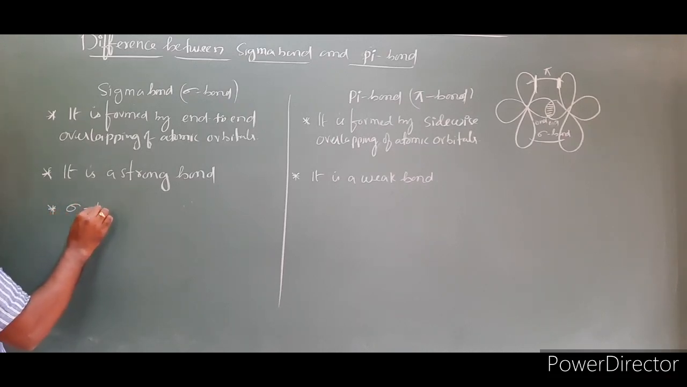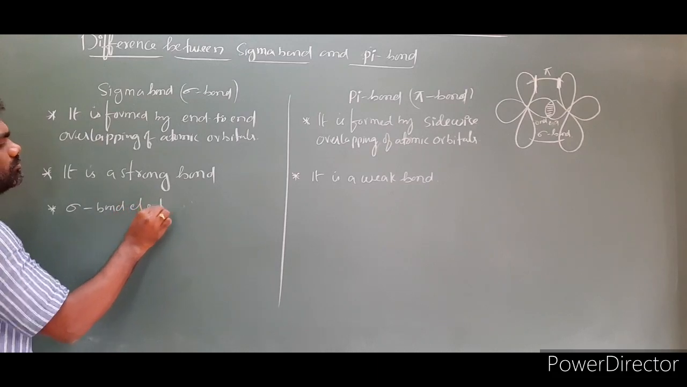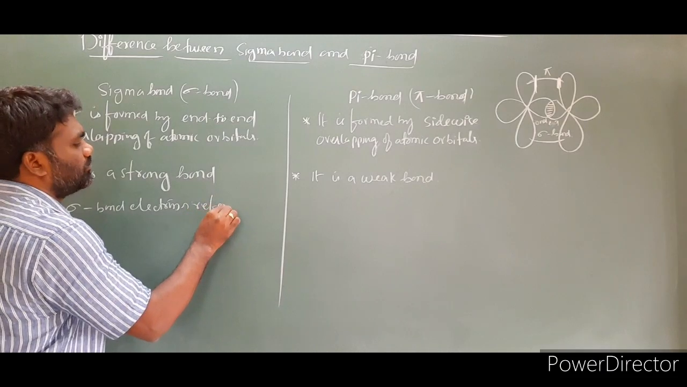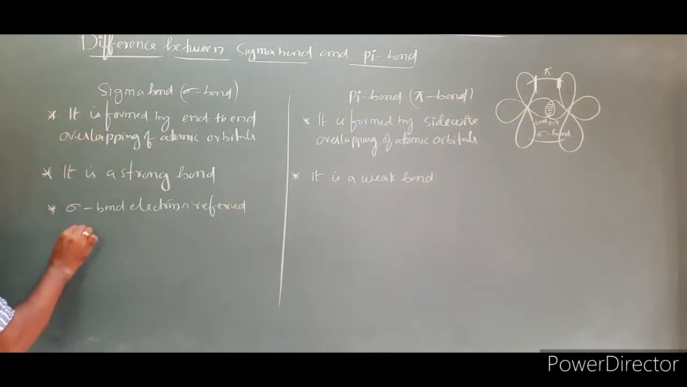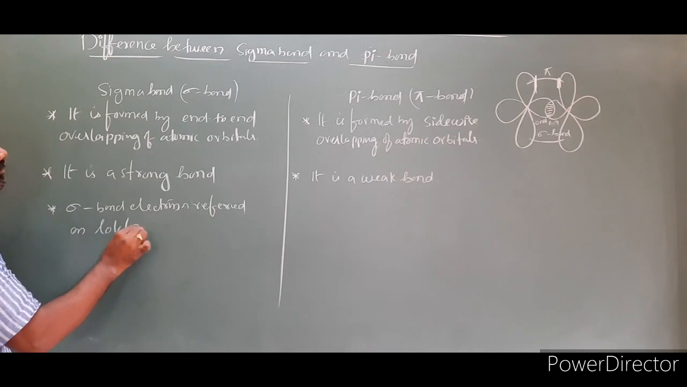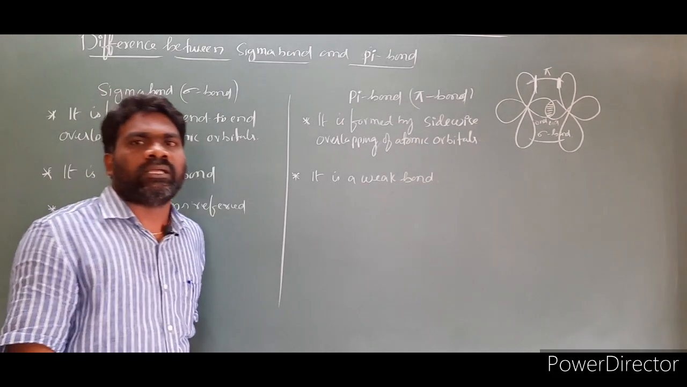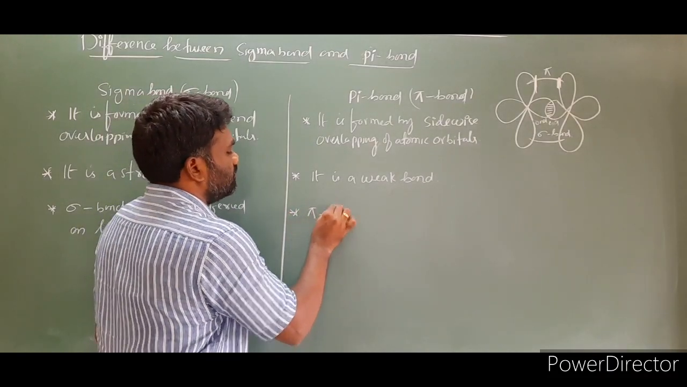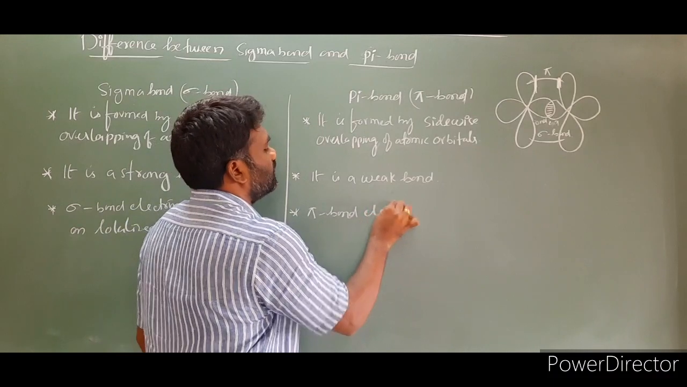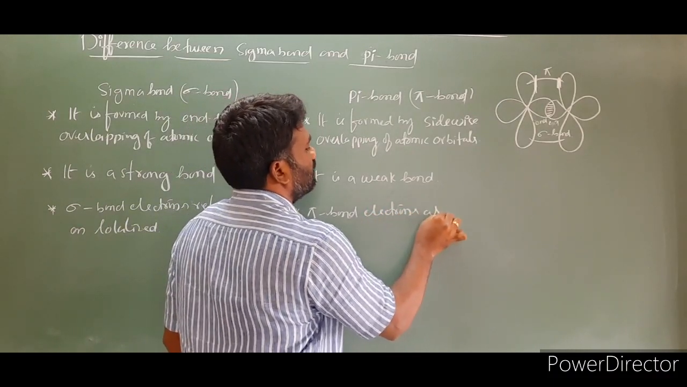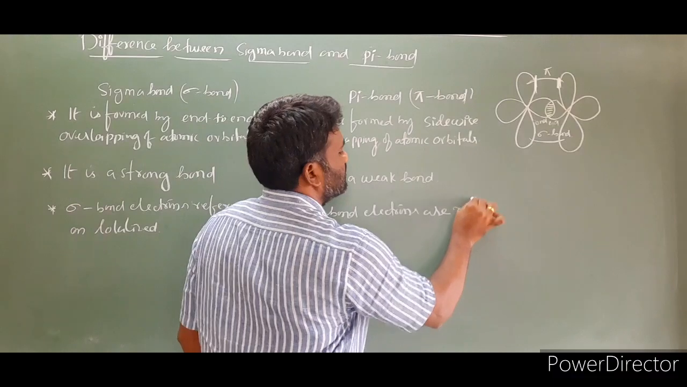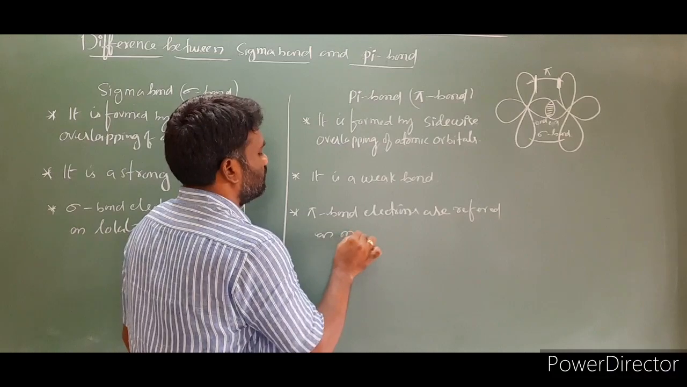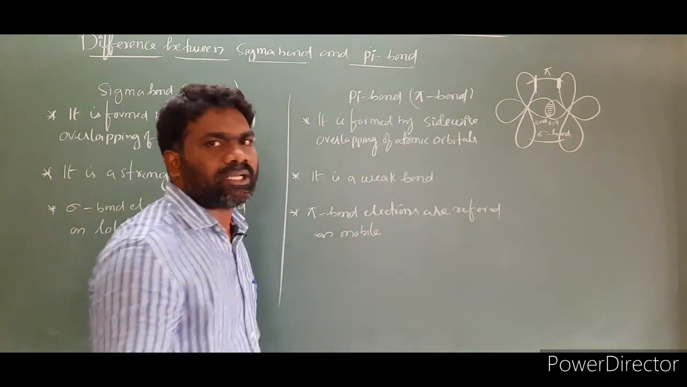Sigma bond electrons are referred to as localized, and the pi bond electrons are referred to as mobile electrons. Mobile electrons are free electrons.